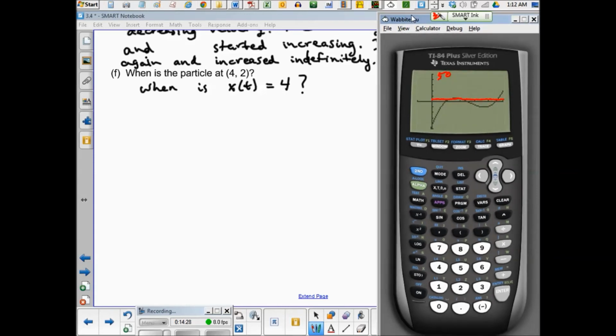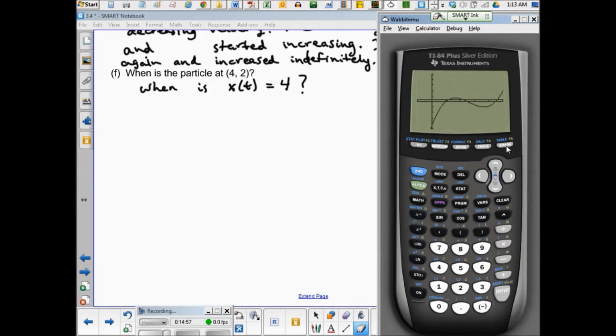To find those points, I'm going to go in under y1, and down here under y3, you notice I've turned the derivative off. I'm going to just put 4, and I'm going to graph it. I'm interested in these 3 points here. This one, and this one. These are not x-intercepts. These are where those 2 lines cross.